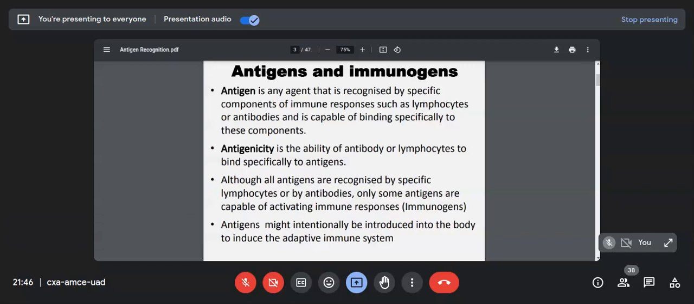So the mnemonic for immunogen is I to the power 3. The first I is for immunogen, the second I is for inducing, and the last I is immune response. So an immunogen induces an immune response. That's the mnemonic there. So it's easy for you to remember: antigens, A to the power 3; immunogens, I to the power 3. Have you gotten the point there?